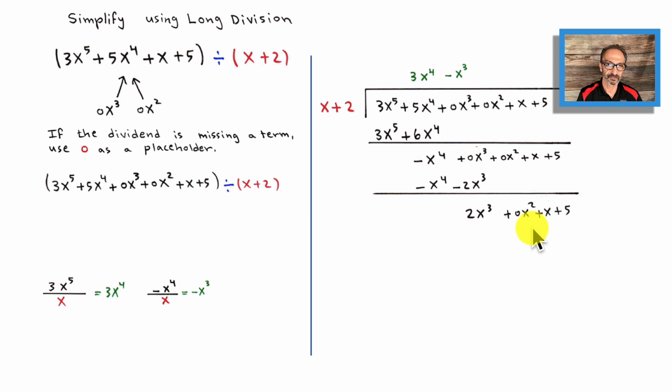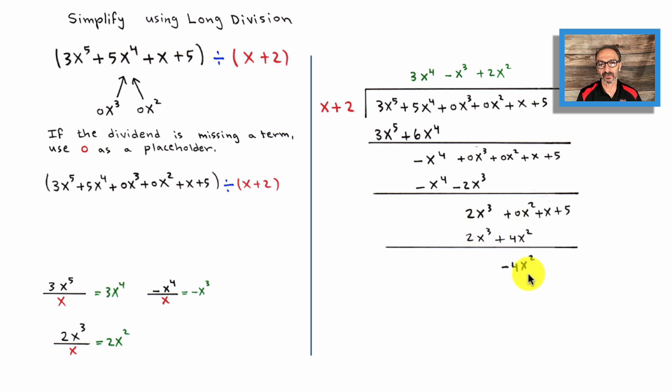Let's do this again. Leading term into leading term, right here. So I have 2x to the second goes on top of 0x to the second. We multiply 2x to the second times x, which is 2x cubed. We multiply 2x to the second times 2, which is 4x to the second. Again, we subtract, we get minus 4x to the second, this cancels. Bring this down, we do it again.